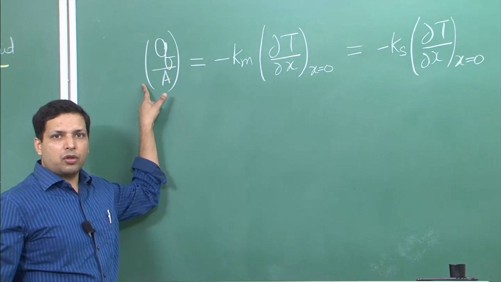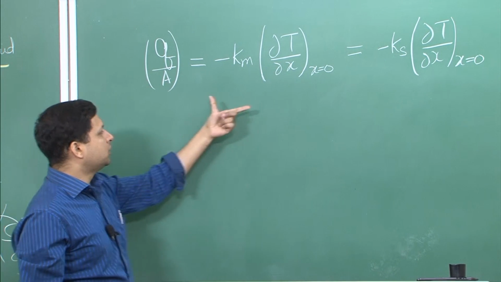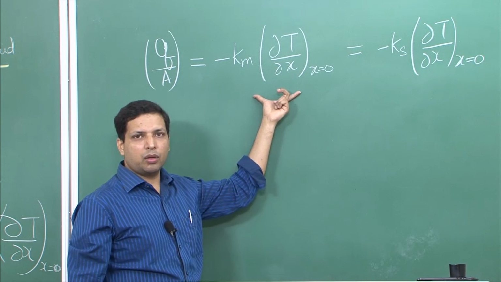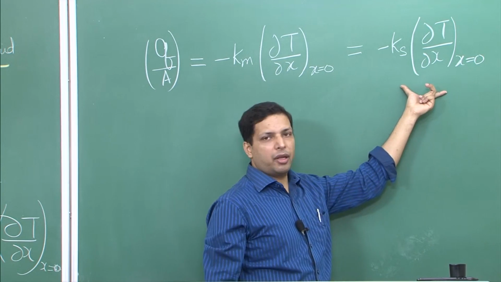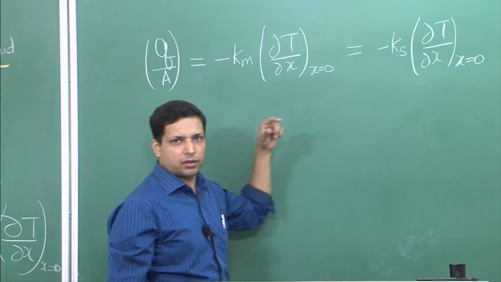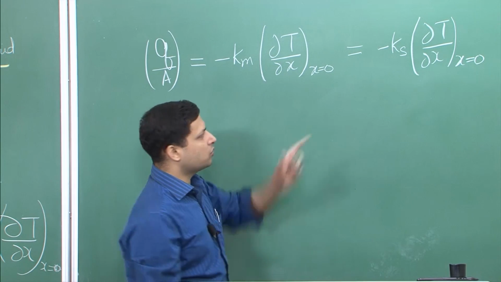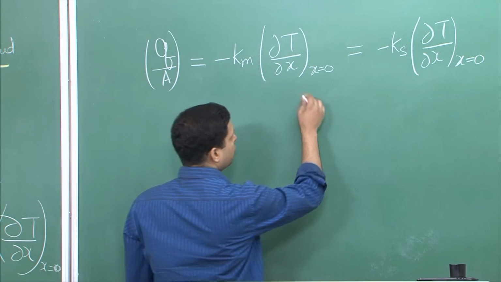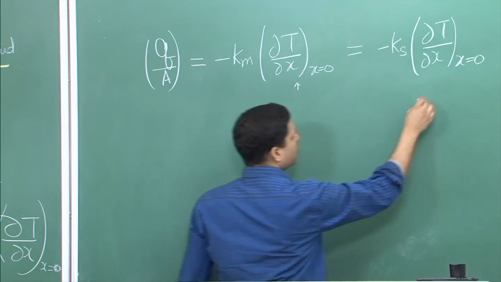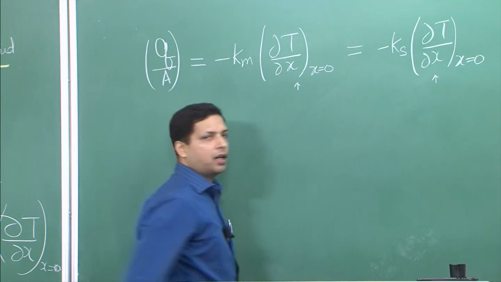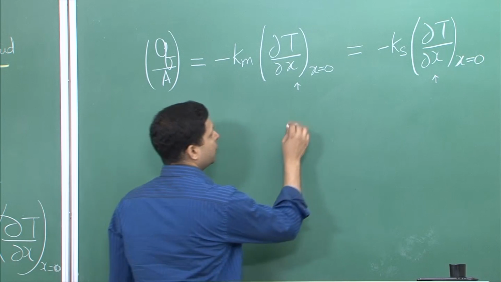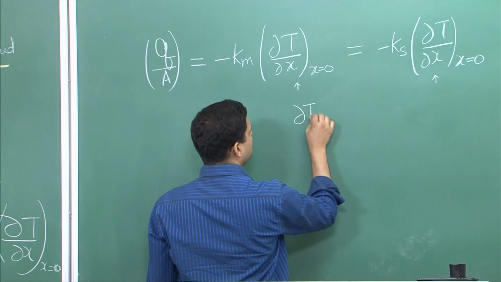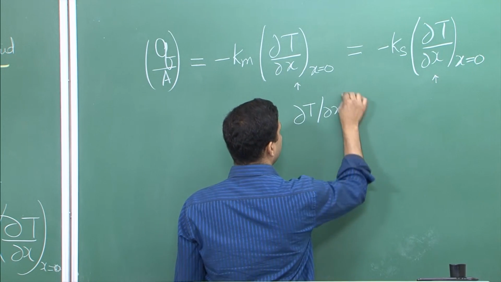So this is the total amount of heat, both of them should be equal. This is the amount of heat going into the mold, this is the amount of heat coming out from the solid, and since there is no interface resistance, these two quantities are equal. So now we can see that the two slopes at the interface are actually related, but they are not equal. So how are they related?